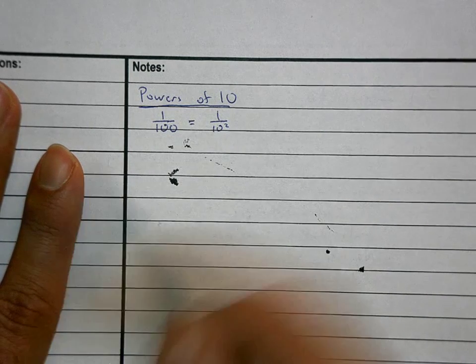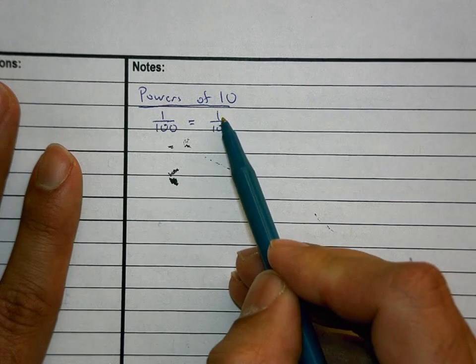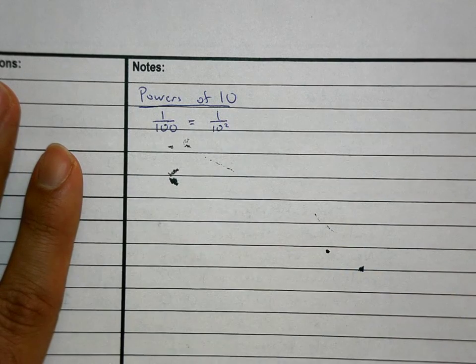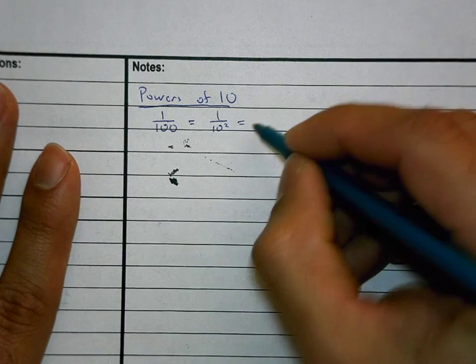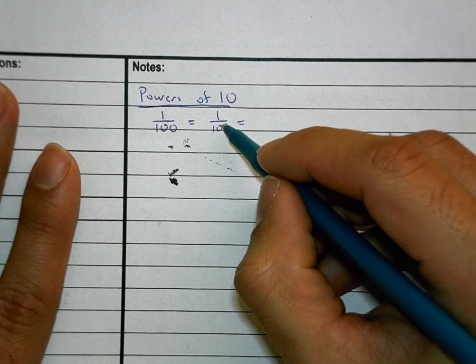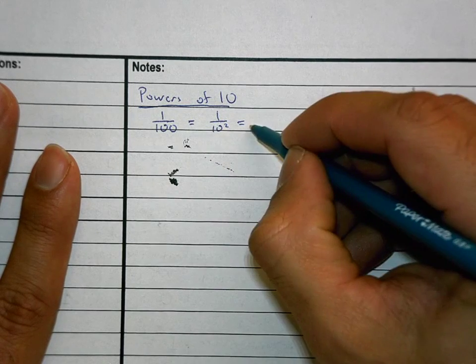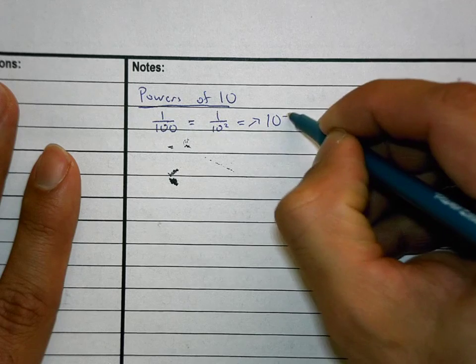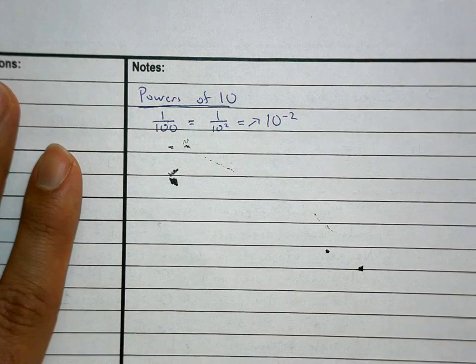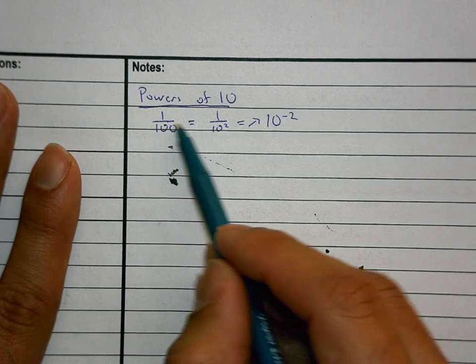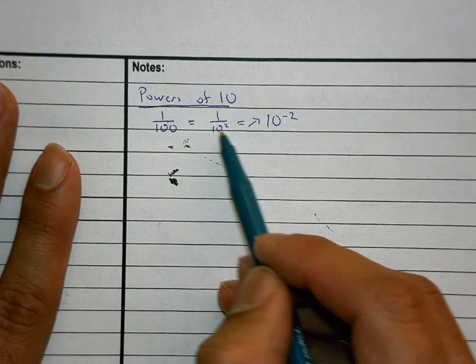1 over 100 is the same thing as 1 over 10 squared because there's 2 zeros, which also means because it's 1 over 10 squared, if it's a positive exponent in the denominator, we could also move it up and have it as a negative exponent in the numerator. This is the same thing as this, which is the same thing as this.